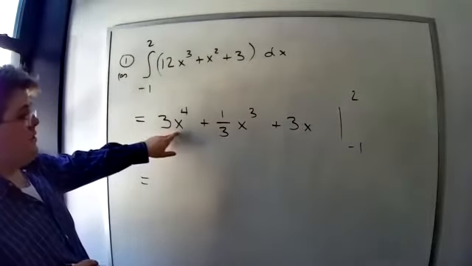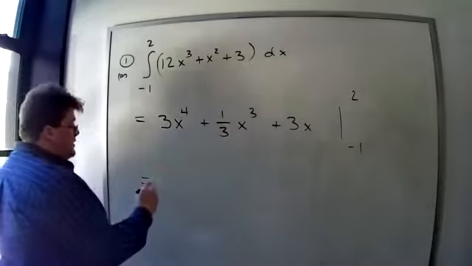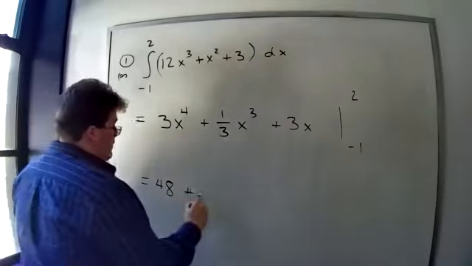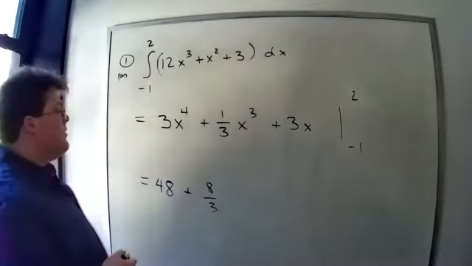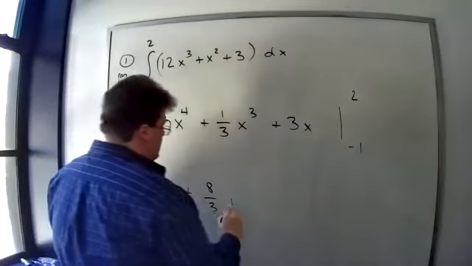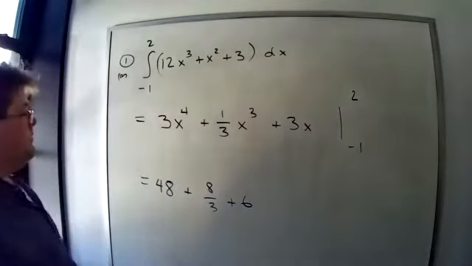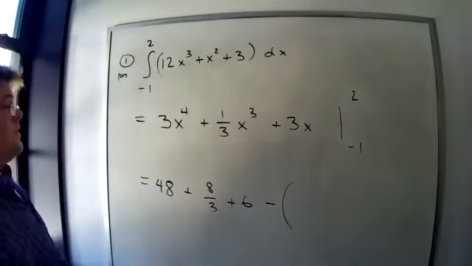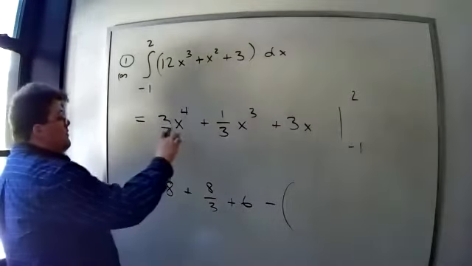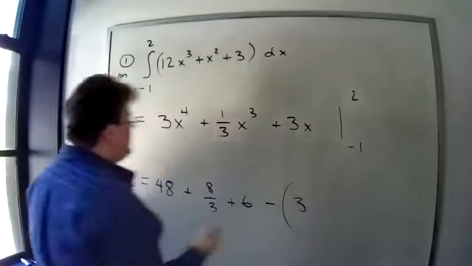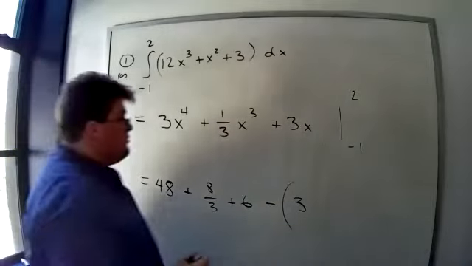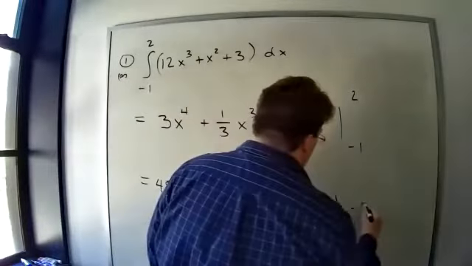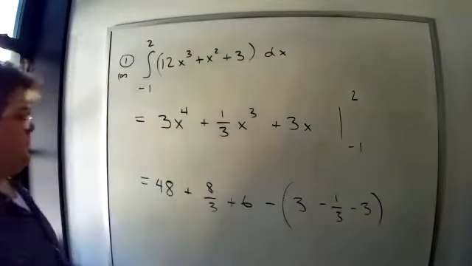So what happens when we evaluate it at 2? Well, 2 to the fourth is 16. 3 times 16, 48. 2 cubed is 8. 8 divided by 3 is 8 thirds. 2 times 3 is 6. So this is what we get when we evaluate at 2. And now we subtract what we get when we evaluate at negative 1. Negative 1 to the fourth is 1. 3 times 1 is 3. Negative 1 cubed is negative 1, so we get negative 1/3. 3 times negative 1, negative 3.